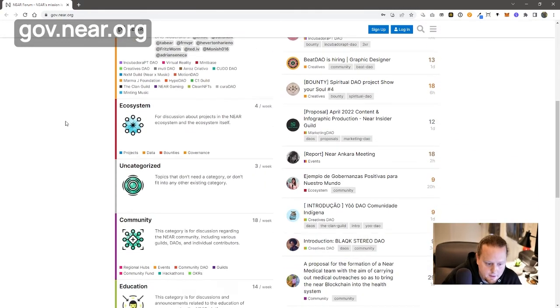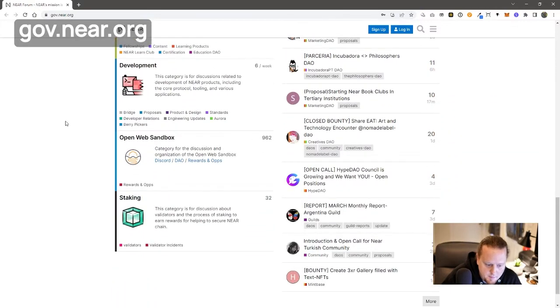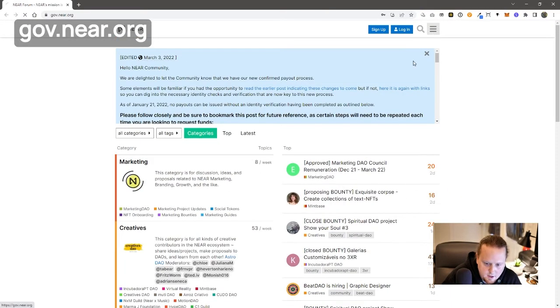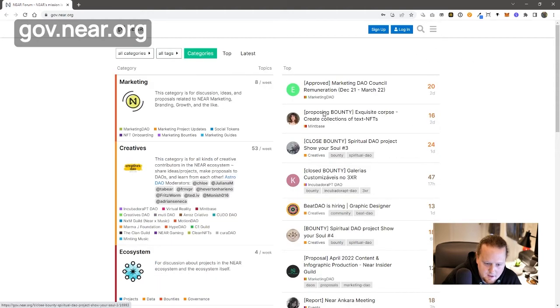There's a marketing guild, a creative guild, community, education, development, etc. So each of these different guilds gives you a different way to access into the community behind Near. And in my opinion, one of the best things about Near Protocol is the community that's built around it. There is really an extensive community that has shown itself to be open to new members. It has shown itself to have very forward-thinking people that are not just trying to turn a quick buck and a profit here, but are more interested in creating a sustainable community that supports creatives and artists around the world.